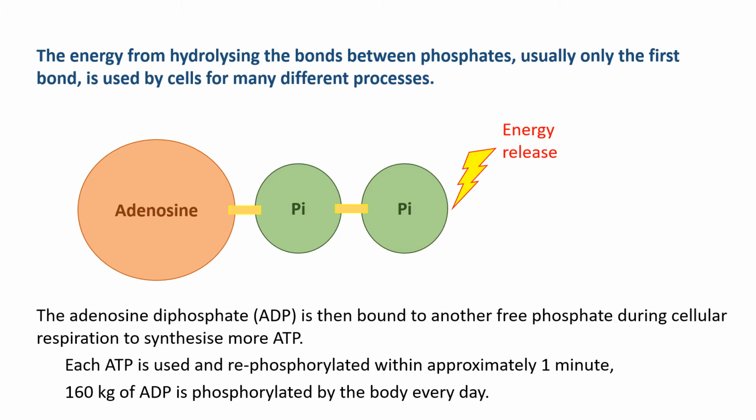We actually use 160 kilograms of ADP. Think how small it is. I don't know what it weighs, but it will be very light. 160 kilograms of ADP is used and phosphorylated every day. Obviously, that's going to change if we do more energetic things, but that's an average. So that's a lot of ADP to phosphorylate.